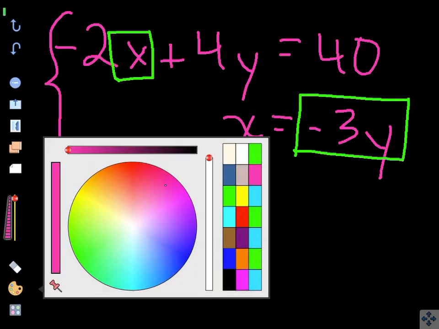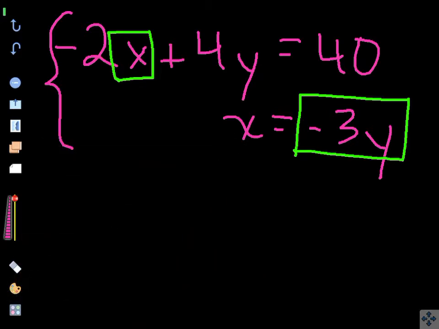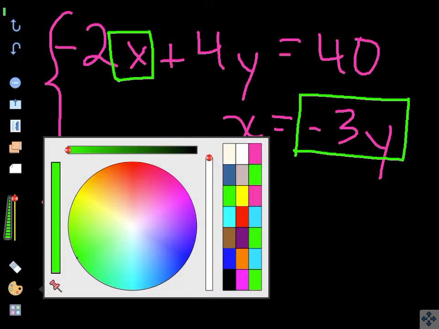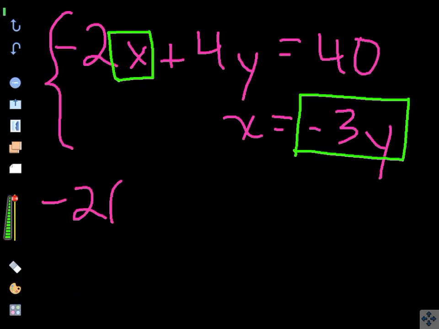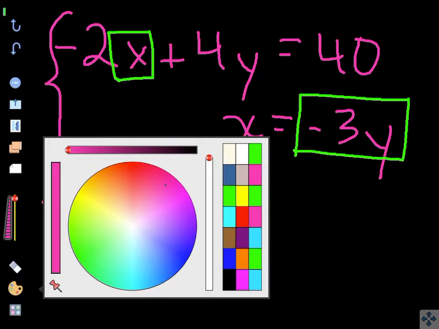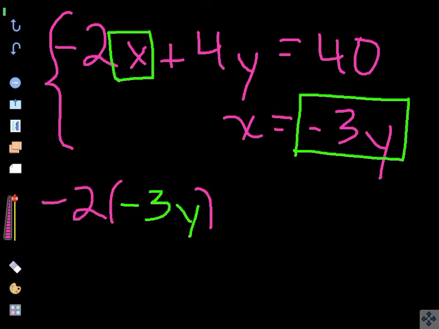So we can rewrite the top equation, and in place of x, we're going to put negative 3y. And it's going to have to be multiplied by the negative 2, so we have to make sure we put it in parentheses when we substitute. And then we'll copy the rest of the equation. So plus 4y equals 40.